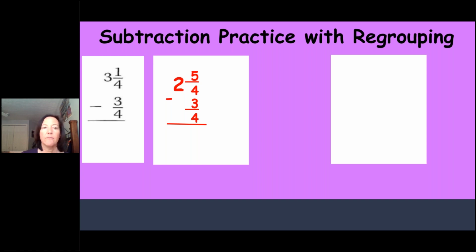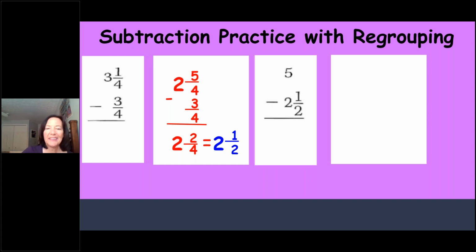So what's my answer going to be? 2 1/2. You are awesome. That is correct. 2 2/4, but you were right, that's not the right form. We would reduce it. I knew I should have reduced it. You did great. That was a tough problem, and this one's a tough problem too. Try this one: 5 minus 2 1/2.